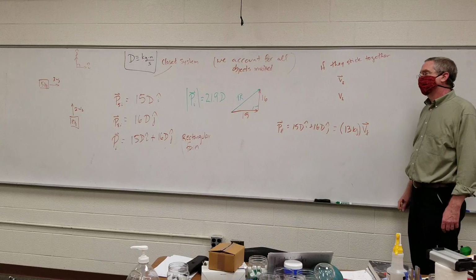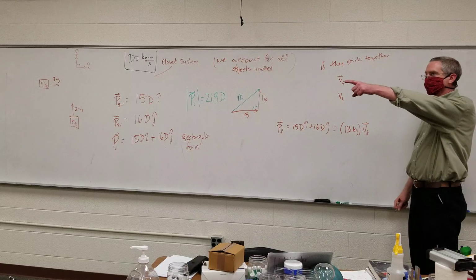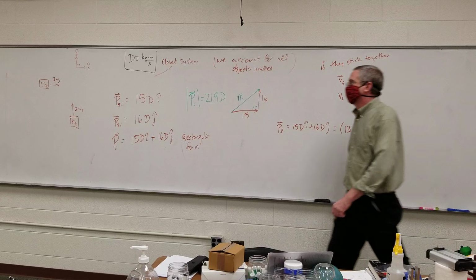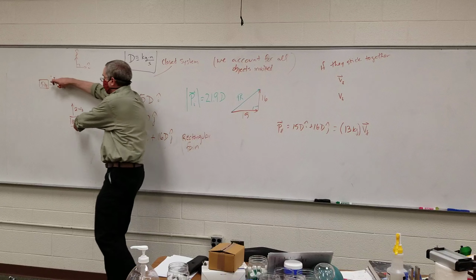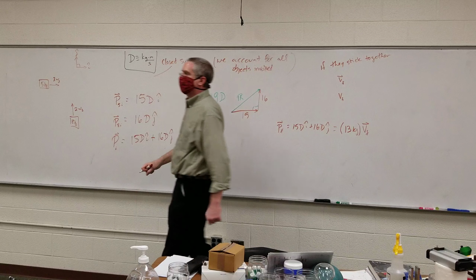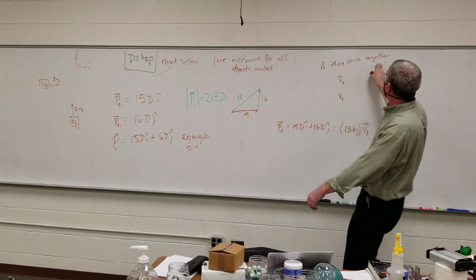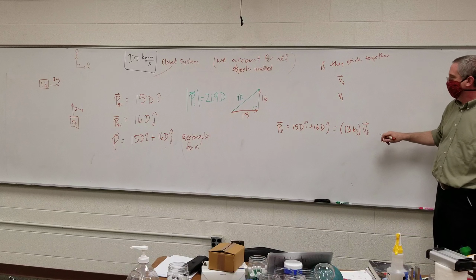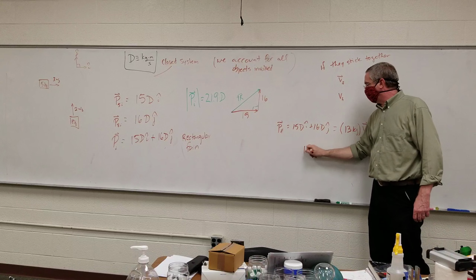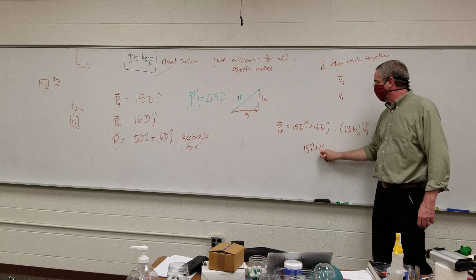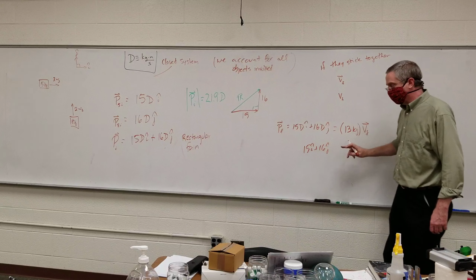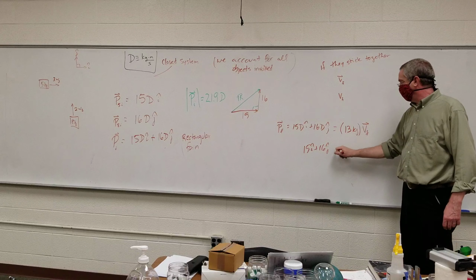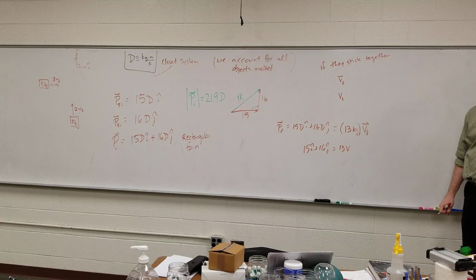Where did I get 13 from? You told me, in your question. They stick together. Oh, I didn't hear that part. Yeah, if they stick together. Okay. And so my math problem is 15 I hat plus 16 J hat, and yeah, the math problem still has those in there, is equal to 13 V. That's the math problem. How do we solve for V?